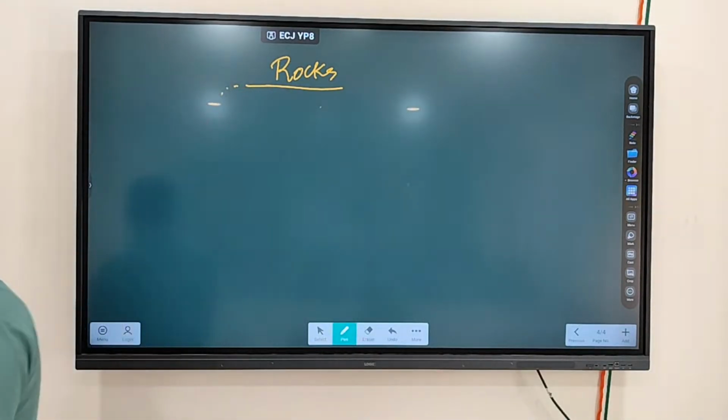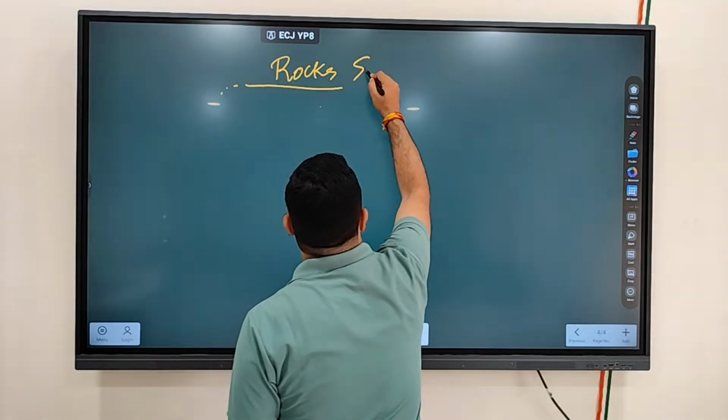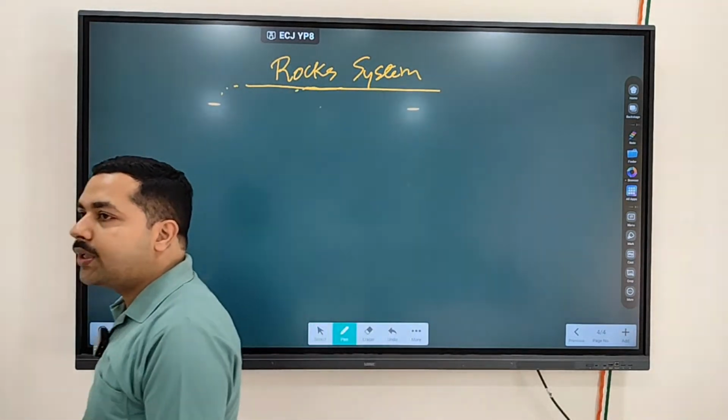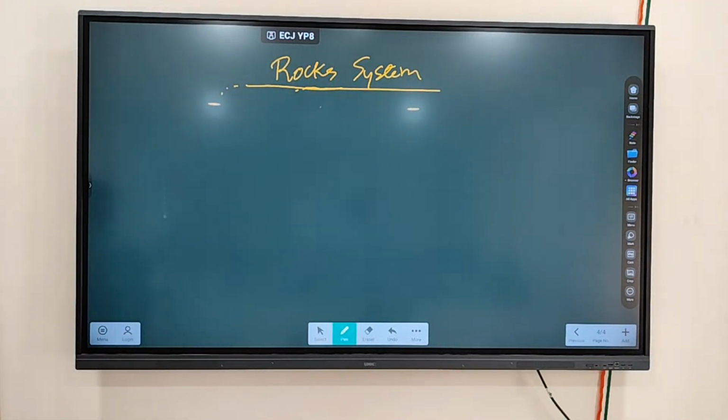So next we are coming to the rocks, also referred to as a rock system. Rocks we have discussed. How many types of rock have we discussed? Three types: igneous rocks, sedimentary rocks, and metamorphic rocks.